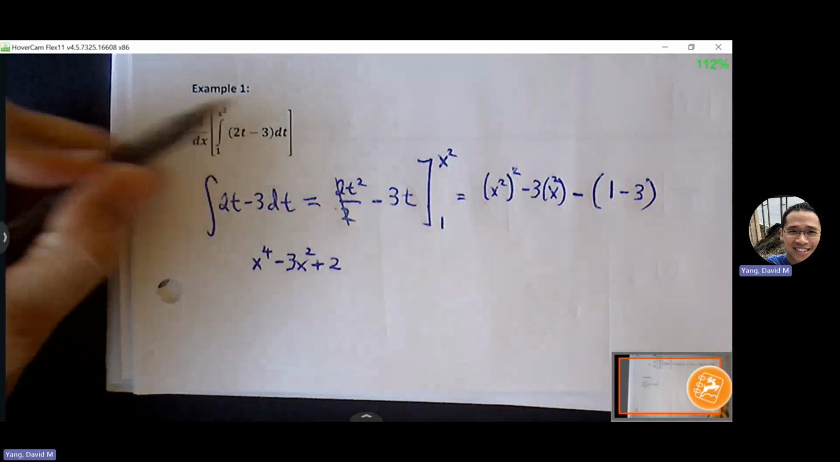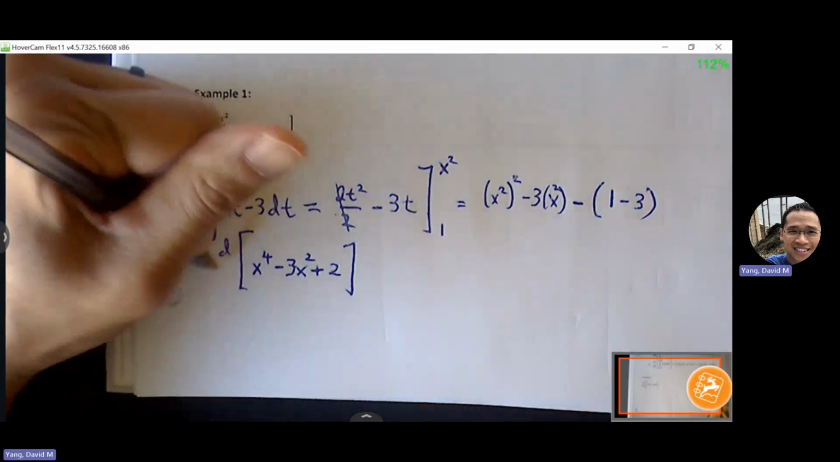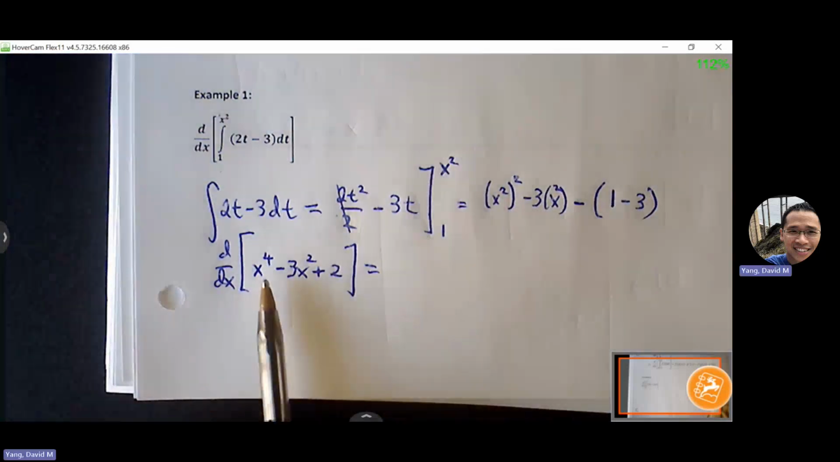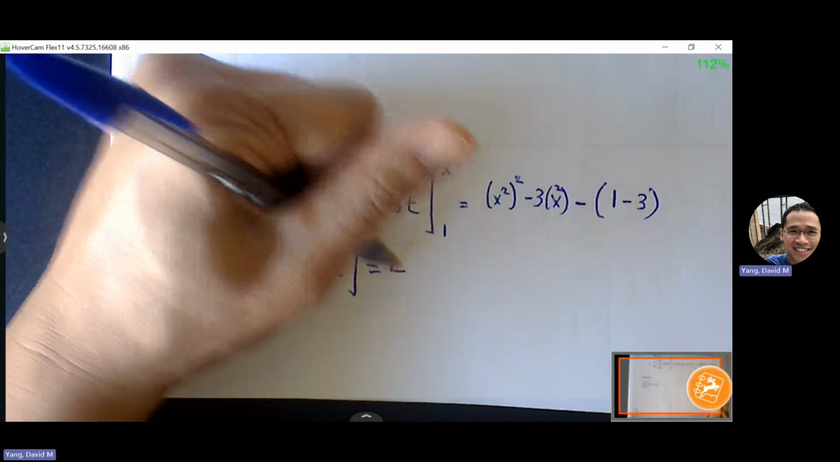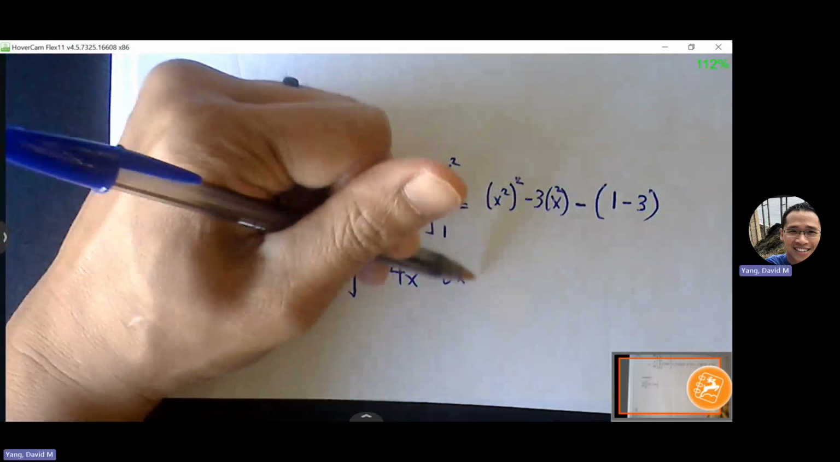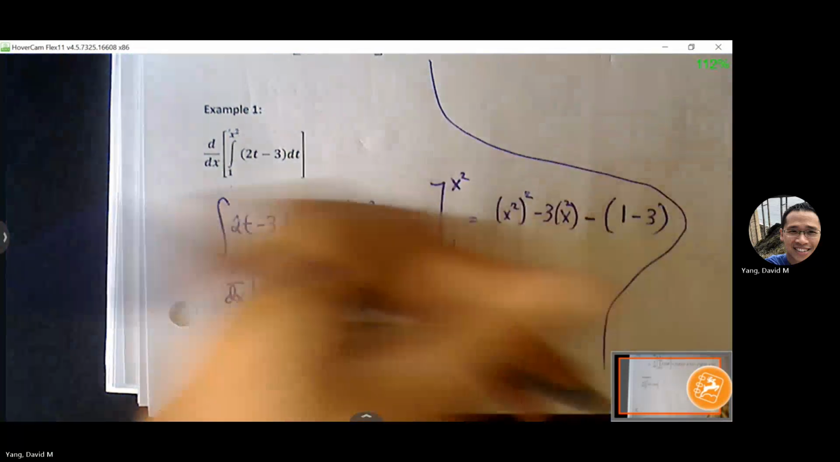So now that we've taken care of the bracketed portion, we're going to turn around and find the derivative. What's the derivative? And that's it, right?